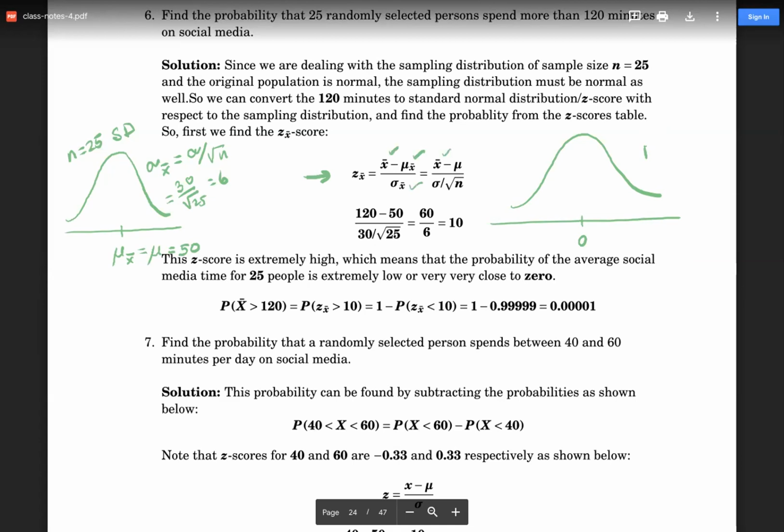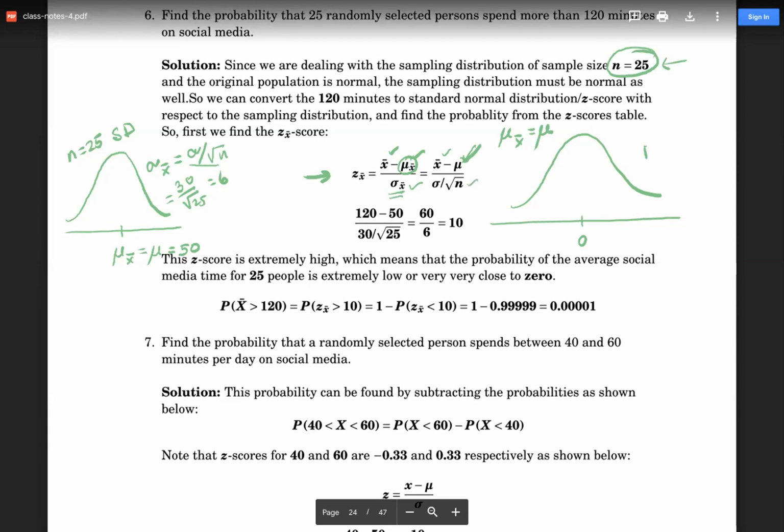X bar minus mu. I replace this mu sub x bar by mu because the central limit theorem tells you mu sub x bar is equal to mu. Why can I use the central limit theorem even though my sample size is less than 30? Because the initial problem tells you that the population is normally distributed. That's why, even though the sample size is less than 30, we can still use the central limit theorem. So that's why I can say it's mu. And the standard deviation is, instead of sigma, sigma over square root of n.